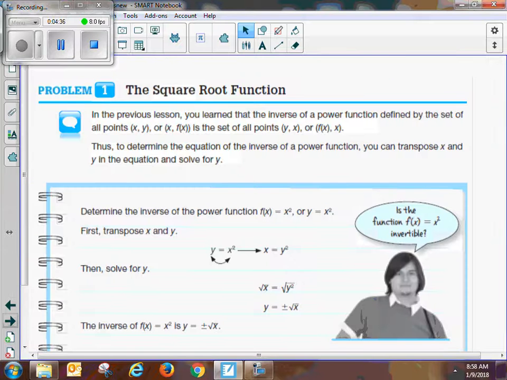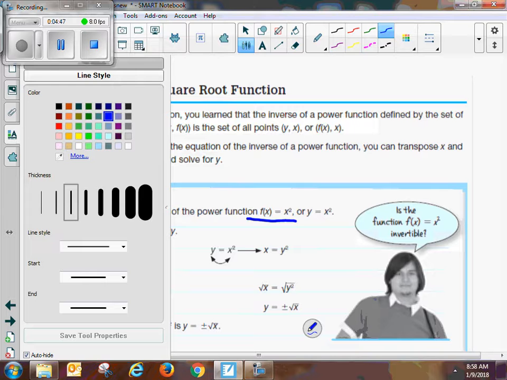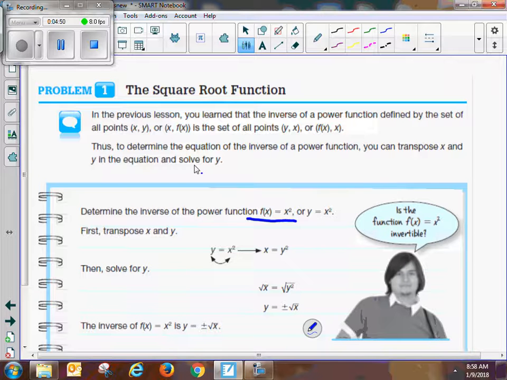So here we go. In your textbook, they give you this. They want me to take f of x equals x squared, and they would like me to find the inverse. Determine the inverse of the power function f of x equals x squared. So this is done for you.